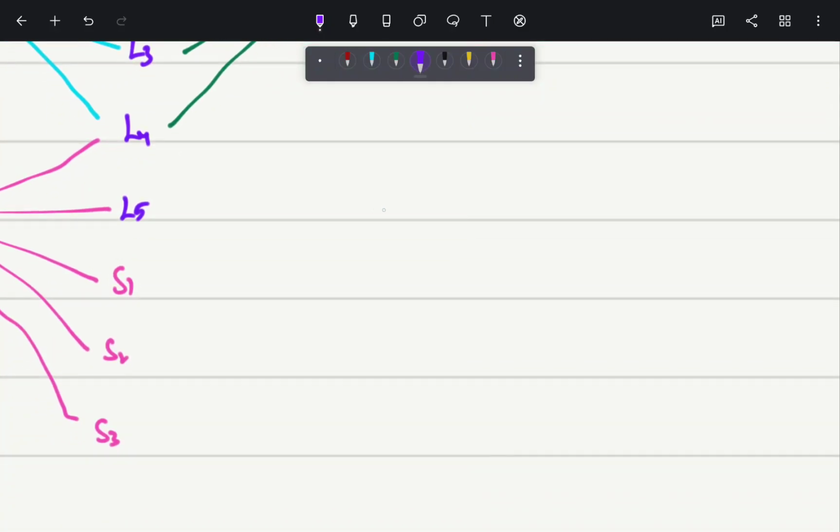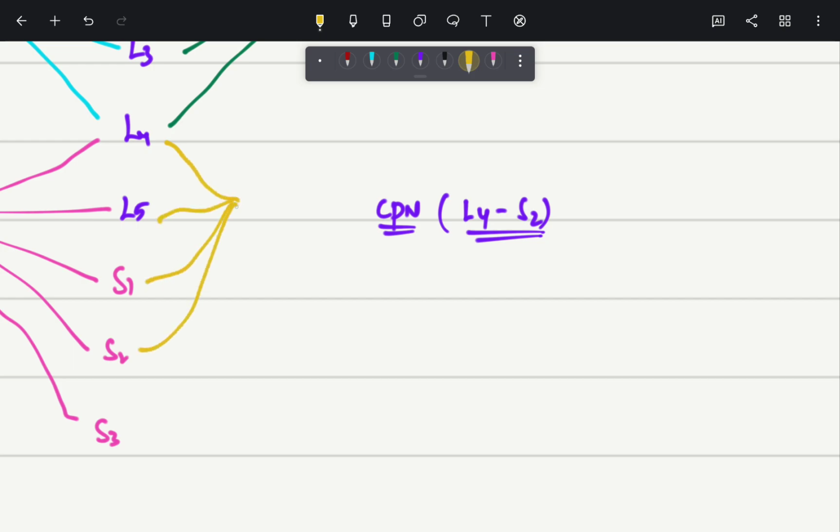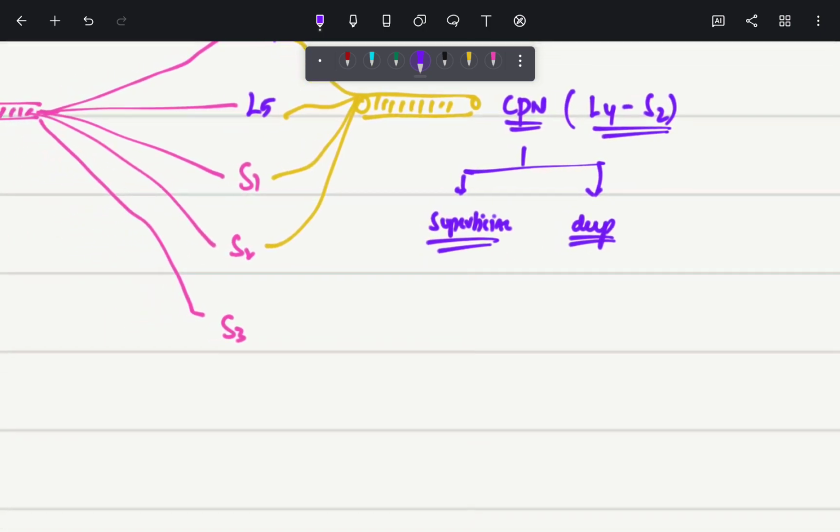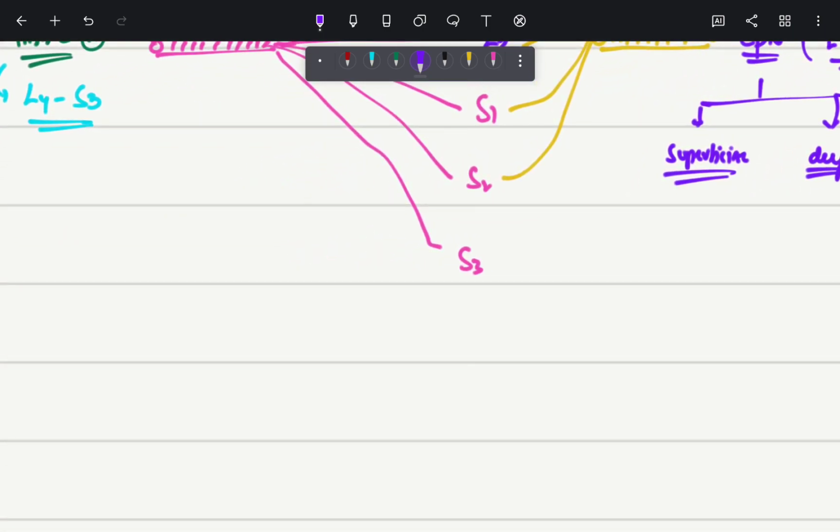And finally, we have the common peroneal nerve. This common peroneal nerve is derived from L4 to S2. So once again, L4, L5, S1 and S2 will fuse together and form the common peroneal nerve. The common peroneal nerve is usually divided into two branches. One is your superficial branch and the other one is your deep branch. I hope you are clarified with the lumbar plexus.